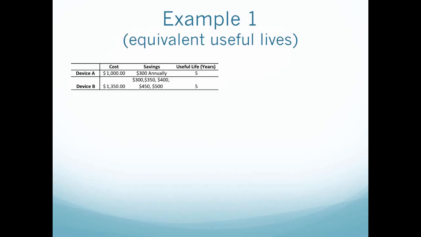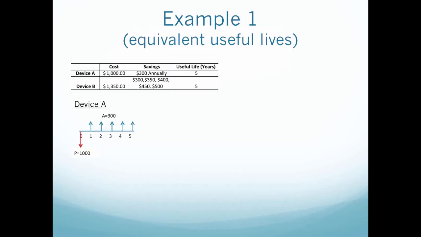My other option is device B, which costs $1,350, but has a savings that goes from $300 upward annually, increasing by $50 each year. This one also has a useful life of 5 years. Because the useful lives are the same, or equivalent, we are going to analyze this using an analysis period, or planning horizon, of 5 years.